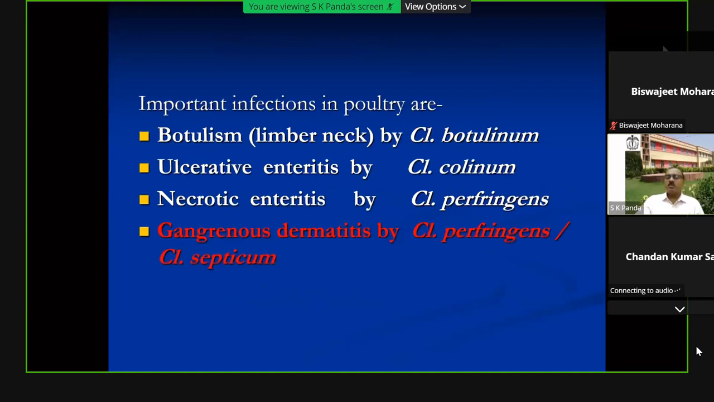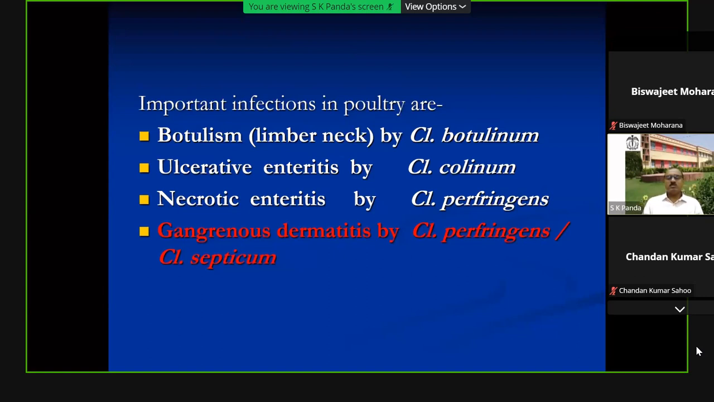Very common are botulism by Clostridium botulinum, ulcerative enteritis by Clostridium colinum, necrotic enteritis by Clostridium perfringens, and more important is gangrenous dermatitis by Clostridium perfringens or Clostridium septicum, which is mostly related to your BQ in animals. BQ in animals has similarity with the gangrenous dermatitis in birds caused by Clostridium perfringens.